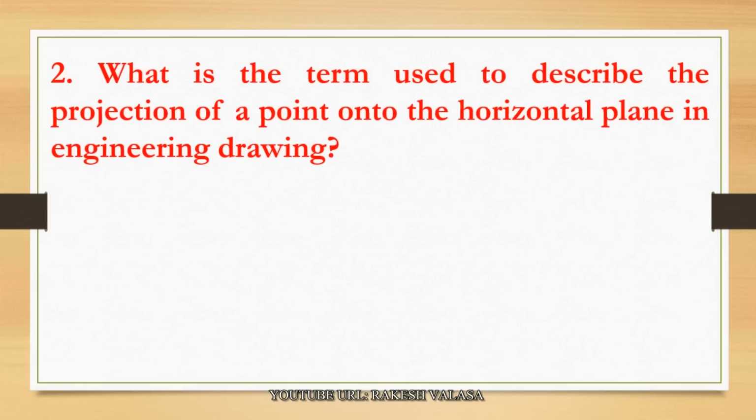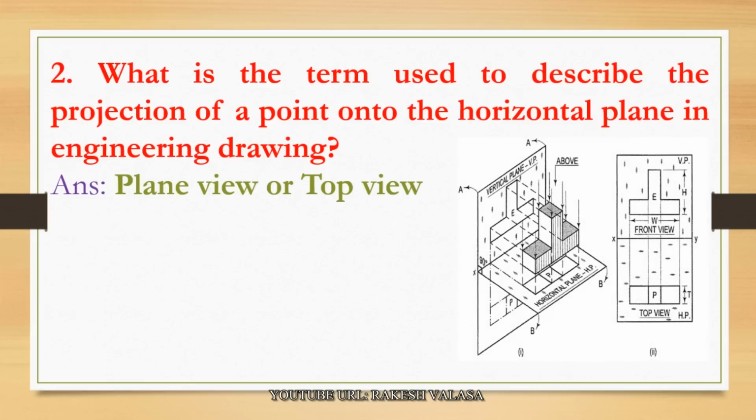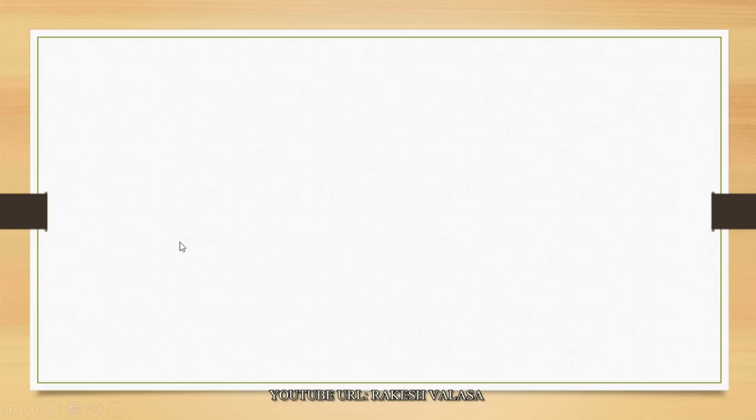Question number 2. What is the term used to describe the projection of a point onto the horizontal plane in engineering drawing? The answer is top view or plan view. You can see this image. In the place of a point, you can take any object that is on the horizontal plane. The projection of that object onto the horizontal plane in engineering drawing is the top view or plan view. Similarly, the projection of a point onto the vertical plane in engineering drawing is the front view or elevation view.